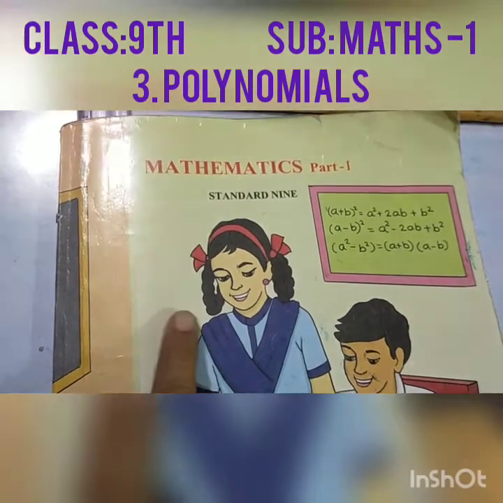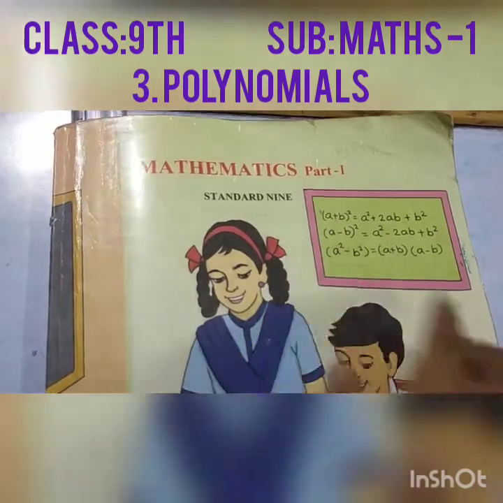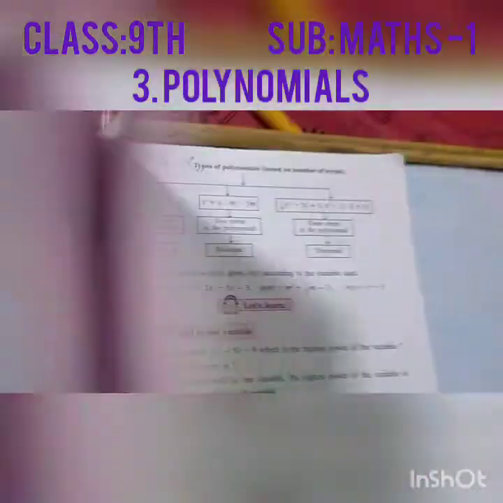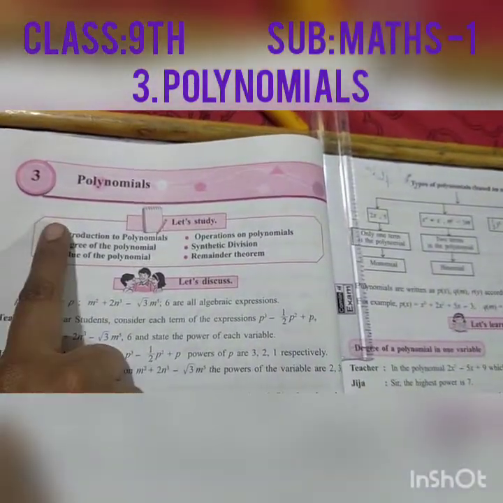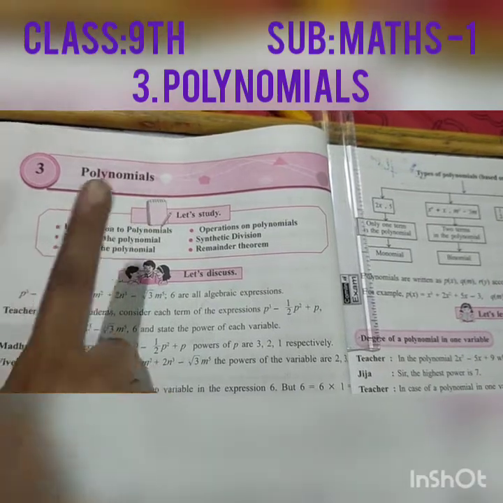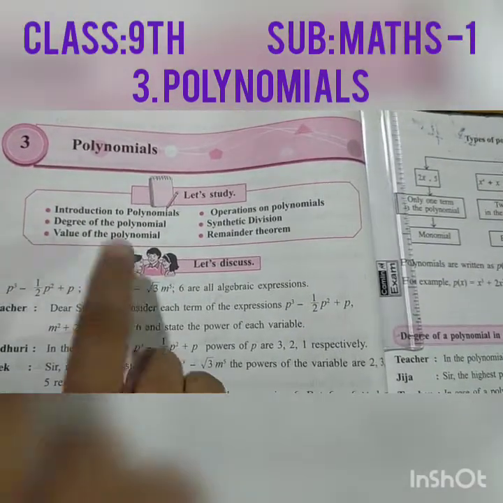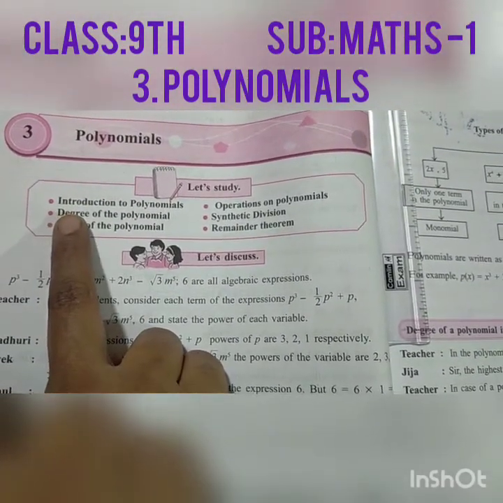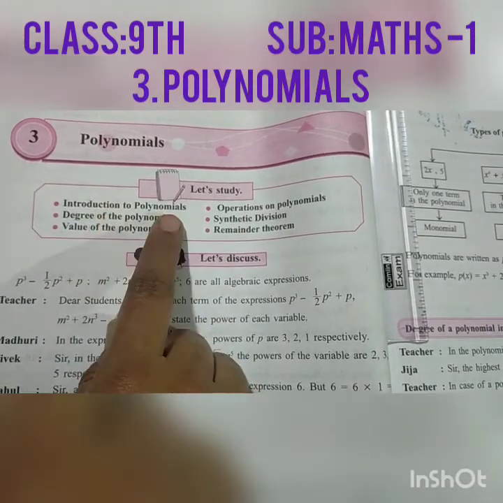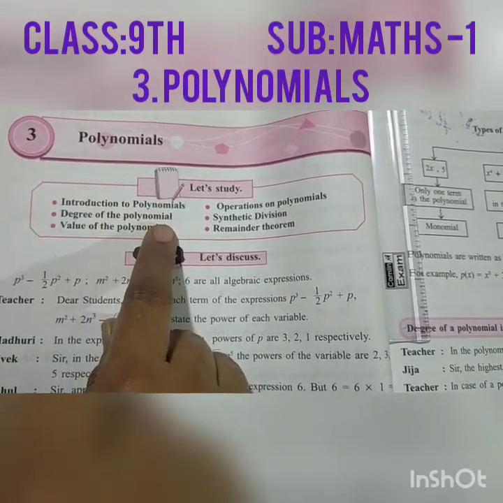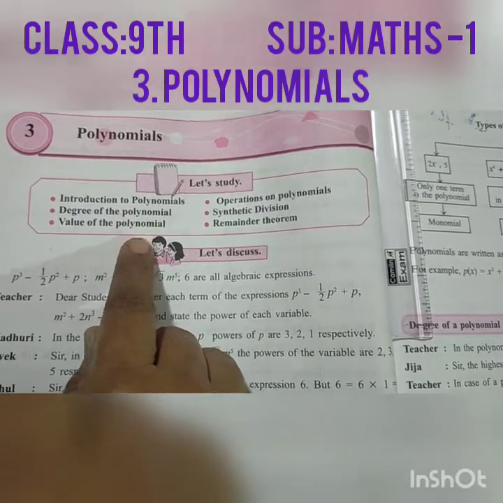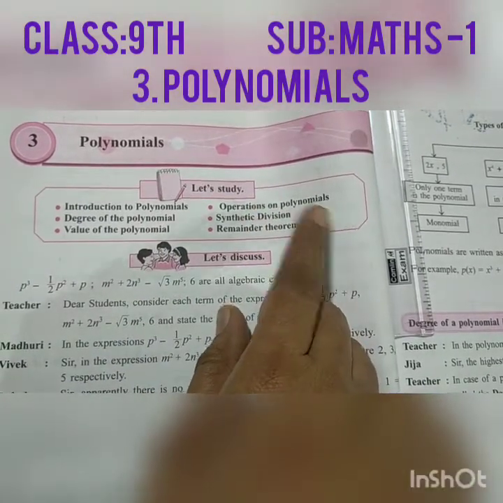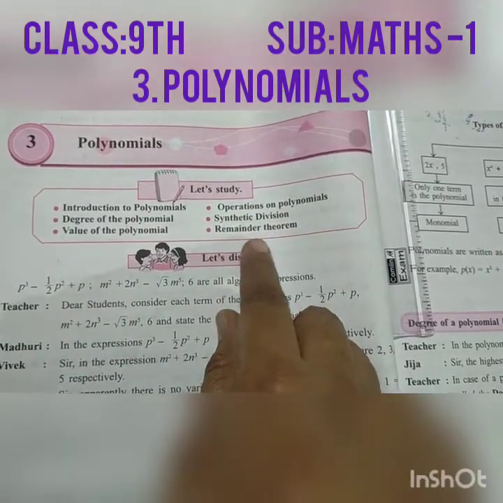Today we learn Mathematics Part 1, Chapter Number 3: Polynomials. In this chapter we learn about these points: introduction of polynomial, degree of polynomial, value of the polynomial, operations on polynomial, synthetic division, remainder method.